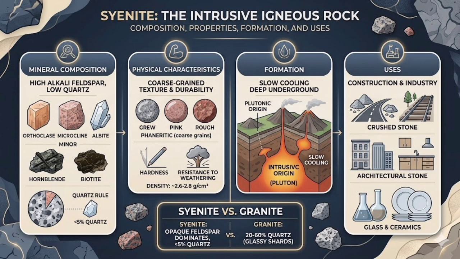Got it. Now let's talk about its physical characteristics. What makes syenite stand out visually? Syenite has a phaneritic texture, which means its individual crystals are easily visible. It's usually light-colored. Think gray, pink, or even reddish hues depending on the feldspar present.